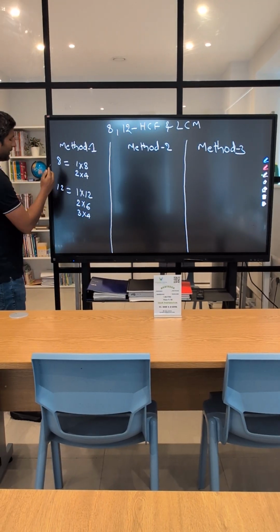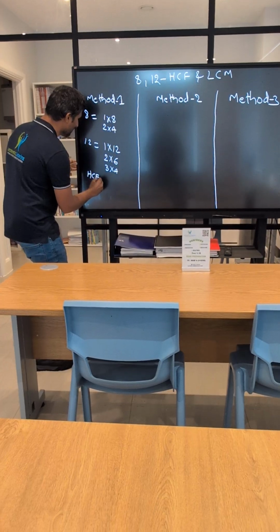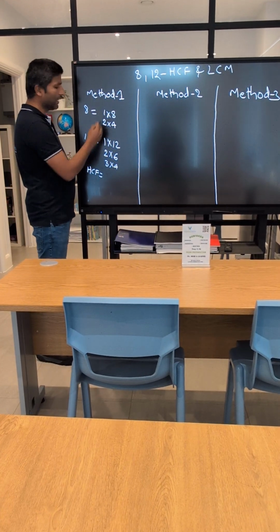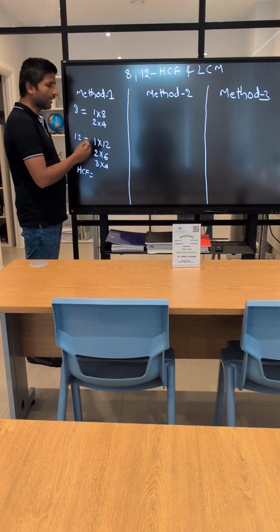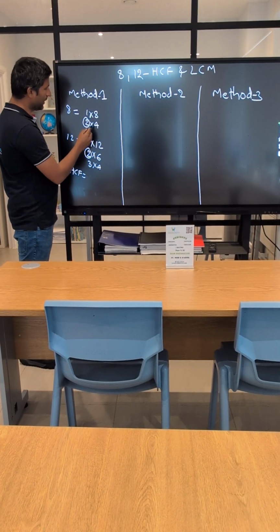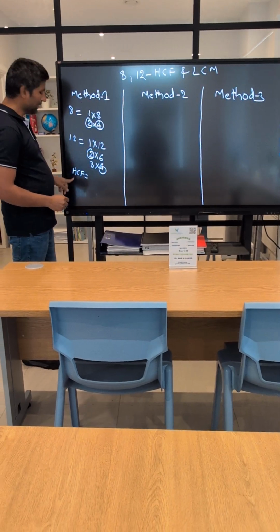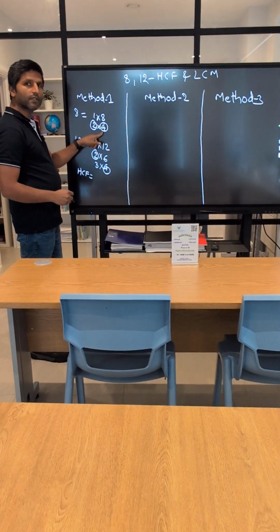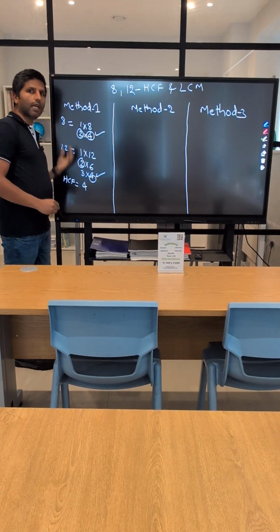So now HCF. HCF means highest common factor. Look at the factors of 8 and 12. What are the common factors? 2 is in both, and 4 is in both. The definition says highest common factor. What is the highest common factor? 4 is the highest common factor. Therefore HCF is 4. As simple as that.